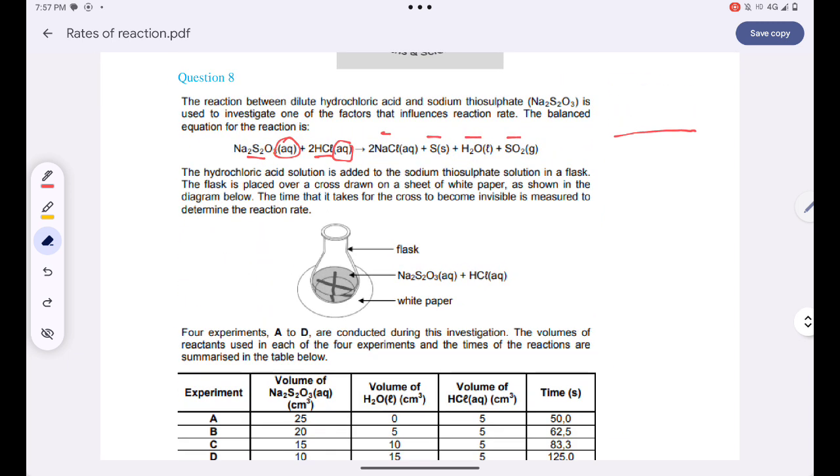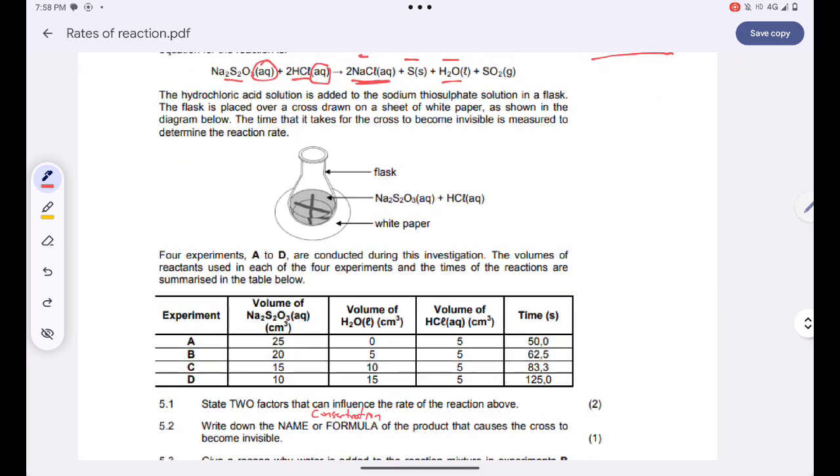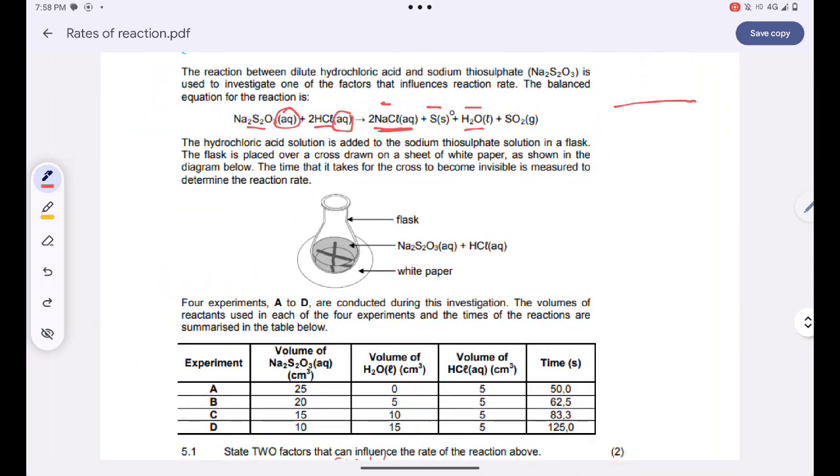Over here, we can see that there's no cotton wool at the top to prevent the sulfur dioxide gas from escaping the vessel. So the sulfur dioxide gas will simply escape the reaction vessel, and then we will be left with water, which is a liquid, and the sodium chloride, which is colorless. So the only element that will make us not to see the cross will be sulfur.